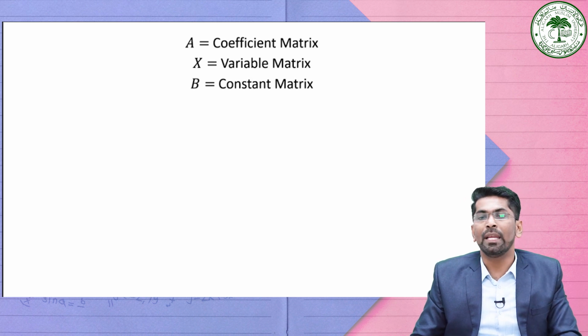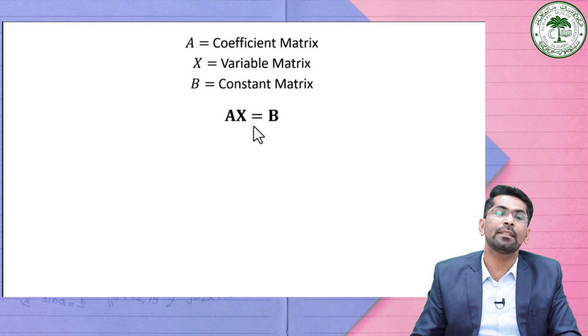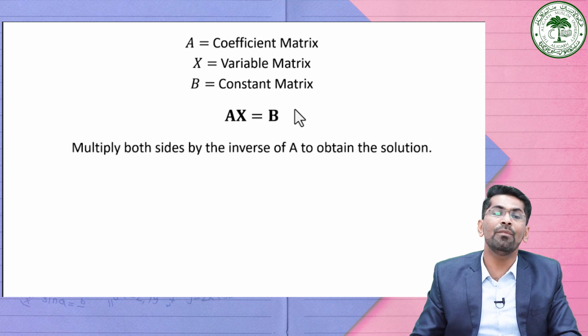Using matrix multiplication, we can define the system of equations with the same number of equations as variables, which we write as AX = B. By combining these three matrices, we say AX = B, where A is the coefficient matrix, X is the variable matrix, and B is the constant matrix. If we multiply both sides of this equation by the inverse of the matrix, it becomes A inverse into A into X, which is equal to A inverse into B.